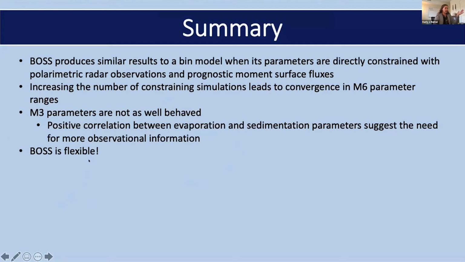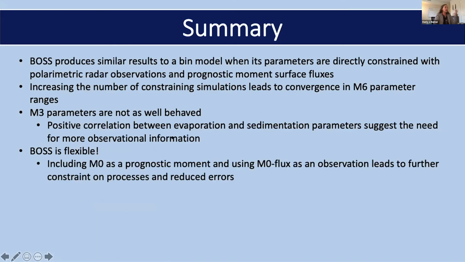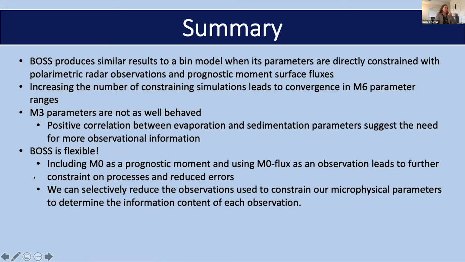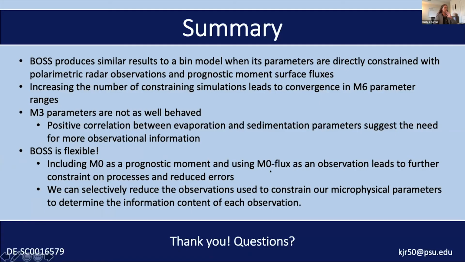But I just want to say that, as Hugh mentioned, BOSS is flexible. Some things we've been working on that I didn't get to show today are that if we include more information, for example, M0 flux at the surface, let's say if we were prognosing with the 0th moment in addition to the 3rd and 6th moments, we can get improved constraint on our processes and reduced errors. We've also done some tests where we can selectively reduce the observations used to constrain the scheme, and this can also give us information about the content of these observations. So there's a lot of different things we can do with this flexible framework, but I'll end here and take any questions.